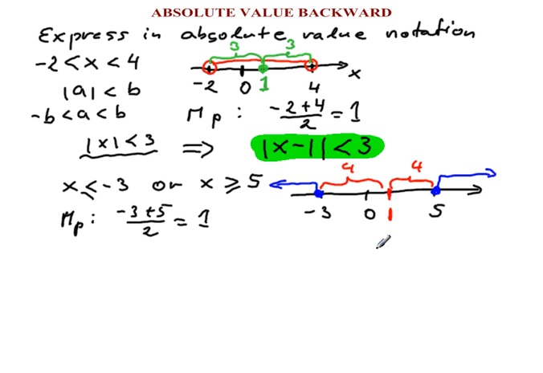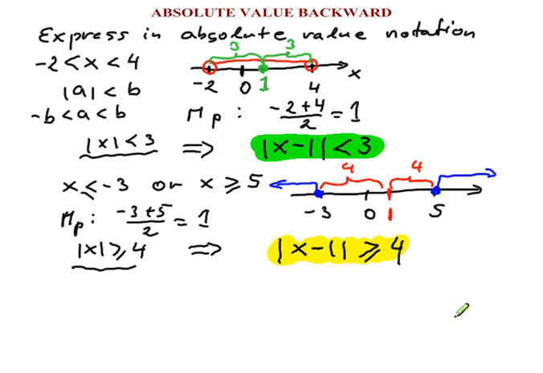So if the center was at 0, I would use absolute value of x is greater or equal. Why equal? Because I include endpoints. Greater or equal than 4. Since the center at 0 was shifted 1 unit to the right, now I'm going to show that by going x minus 1, absolute value is greater or equal than 4. And this is the solution.